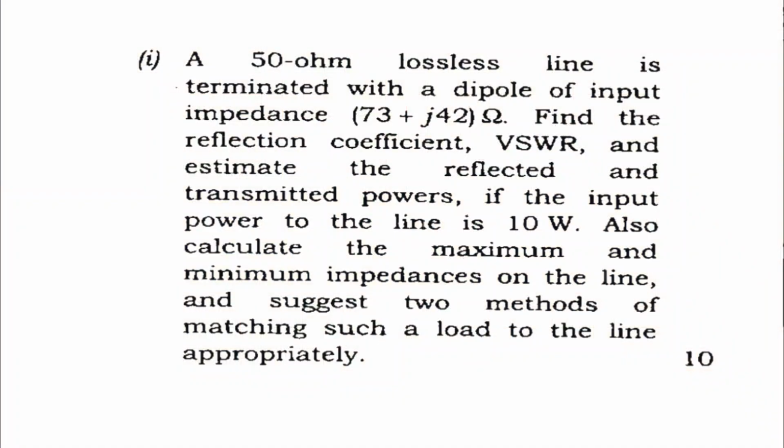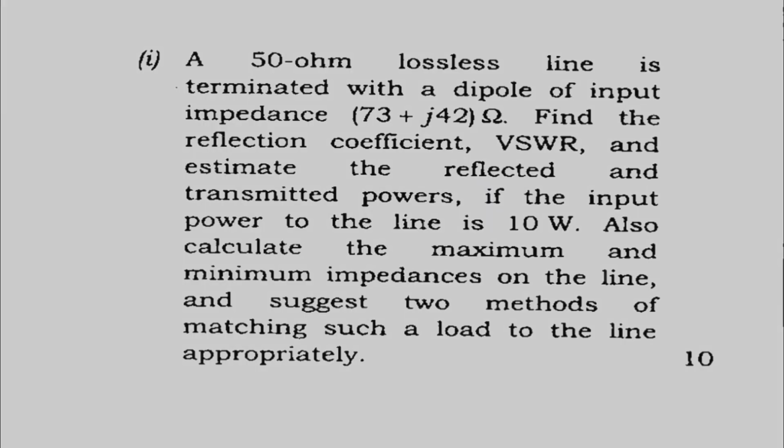Let's read the question. A 50 ohm lossless line is terminated with a dipole of input impedance 73 plus J42 ohms. Find the reflection coefficient, VSWR and estimate the reflected and transmitted power. If the input power of the line is 10 watt, also calculate the maximum and minimum impedance on the line and suggest the two methods of matching such a load to the line appropriately.